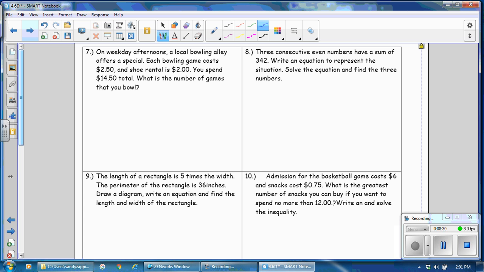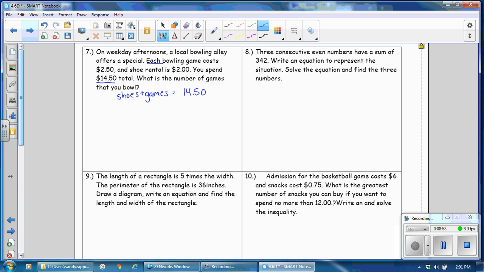Number 7. On weekday afternoons, a local bowling alley offers a special. Each bowling game costs $2.50. Shoe rental is $2. You spend $14.50 total. What is the number of games that you bowl? So the money that we're spending is on shoes and on games. So we're going to add that together, and you spend a total of $14.50.